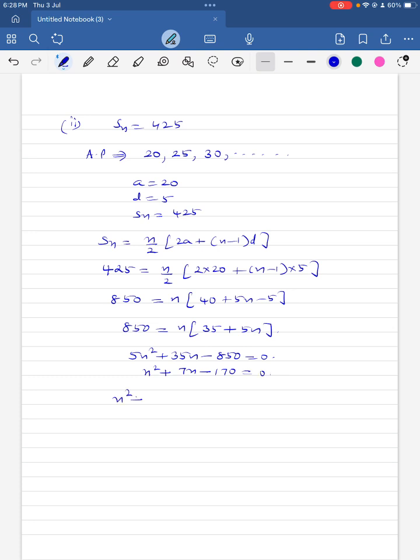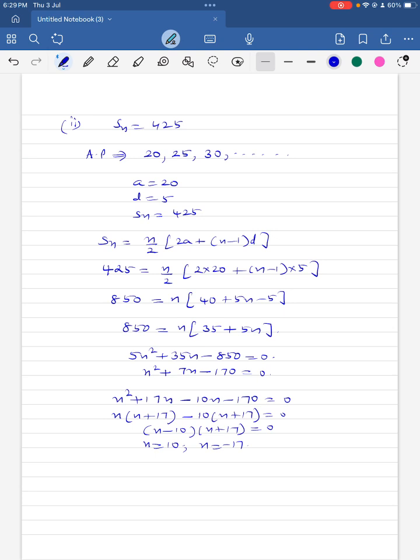Let me split the middle term and factorize it. So plus 17n minus 10n minus 170 equal to 0. n times n plus 17 minus 10 times n plus 17 equal to 0. So n minus 10 times n plus 17 equal to 0. n is equal to 10 or n is equal to negative 17.